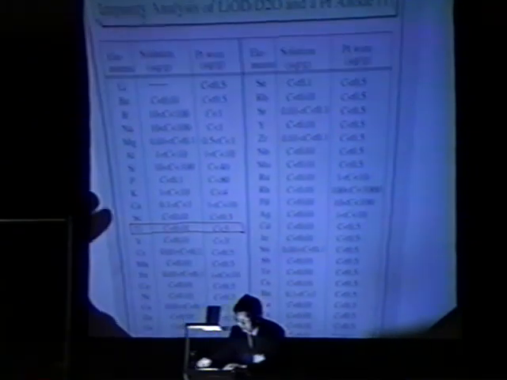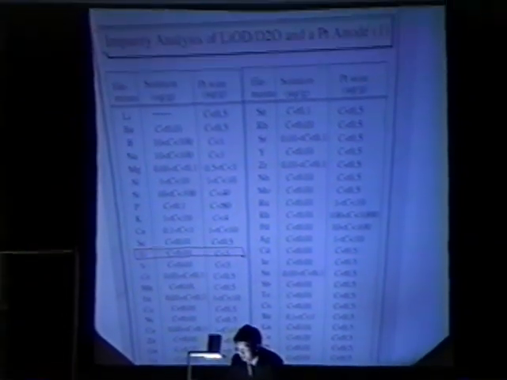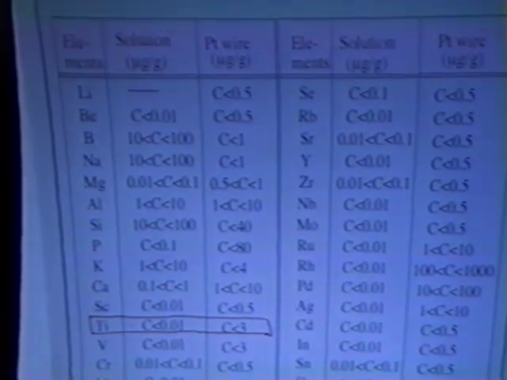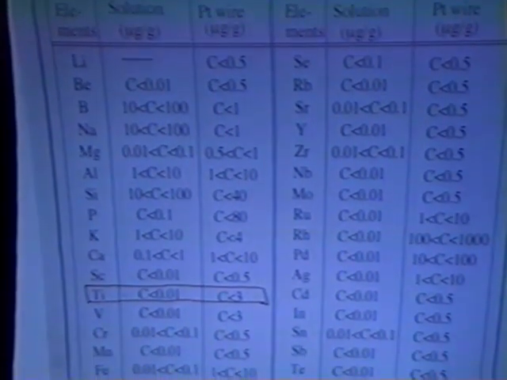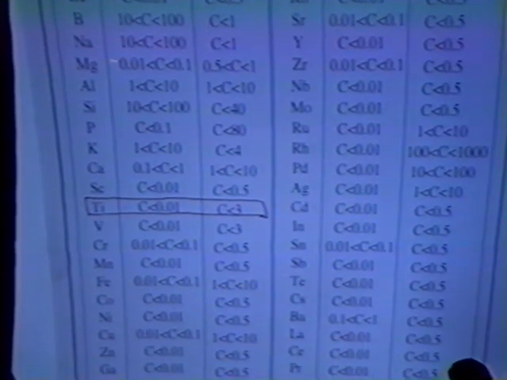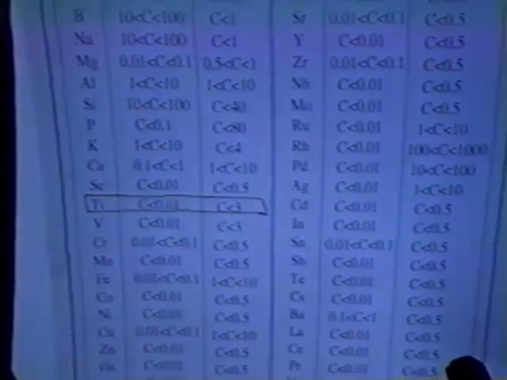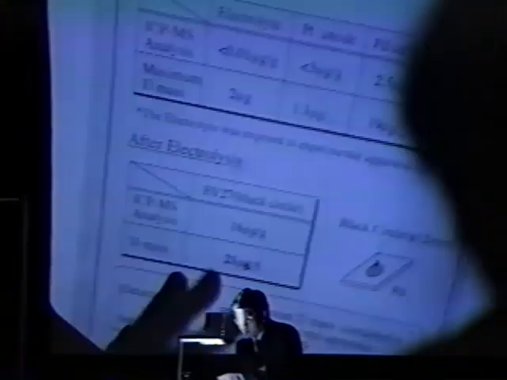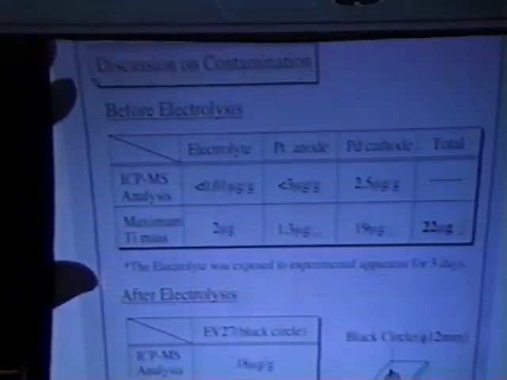And next, I will show the impurity analysis of the electrolyte and platinum anode. These values are obtained by the ICP method. We can see that the titanium concentration is very low. The other impurities, such as aluminum or silicon and iron, are high. So we discuss the contamination issue of this titanium detection.